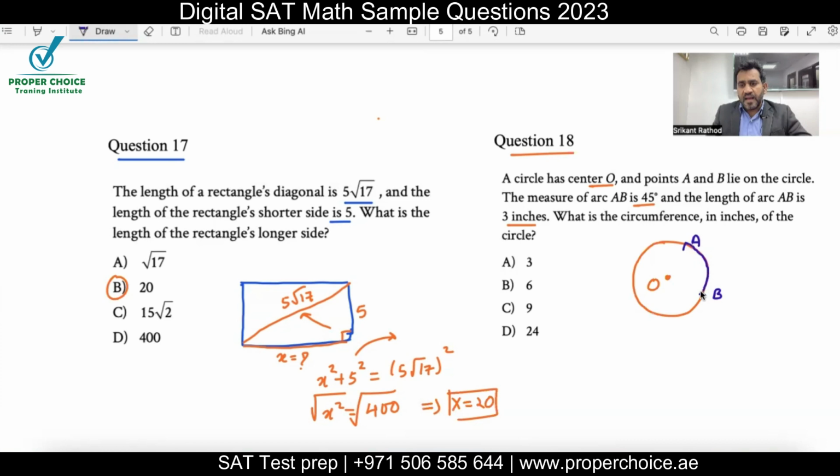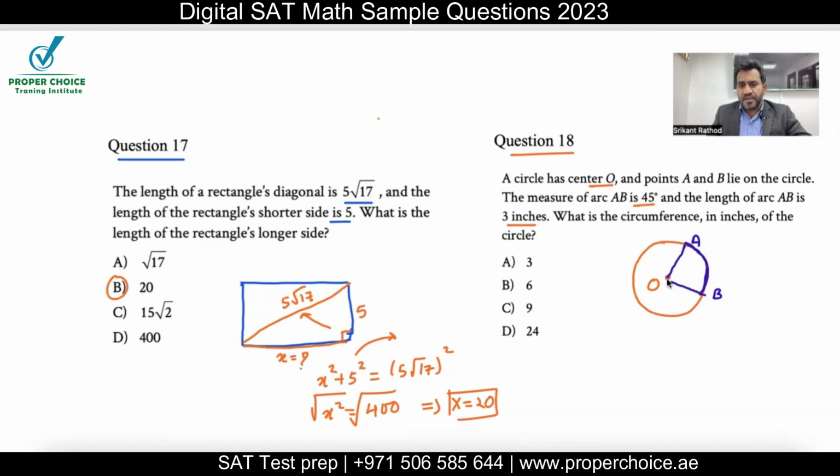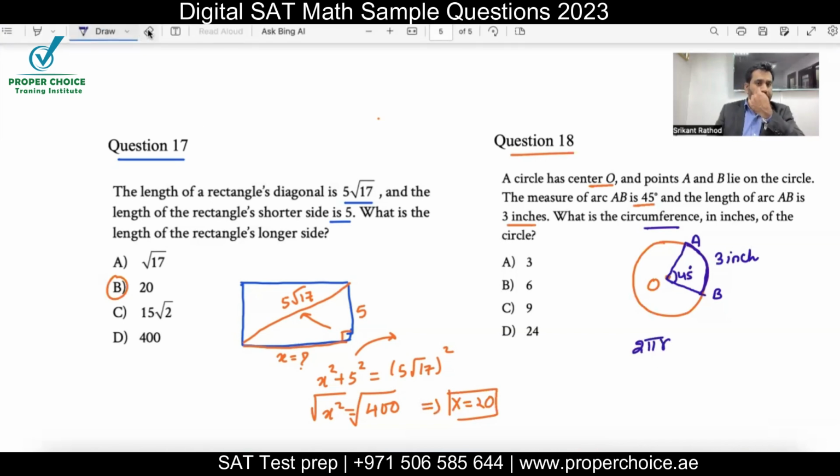This is representing the arc length of the circle, and it makes an angle of 45 degrees with the center. This angle is going to be 45 degrees, which we call the central angle. And the length of the arc AB is going to be 3 inches. Now the question is asking us, what is the circumference of the circle? And this is a formula based question. So the ratio of arc length, as it has been given in terms of degrees, so I'll be using this formula.